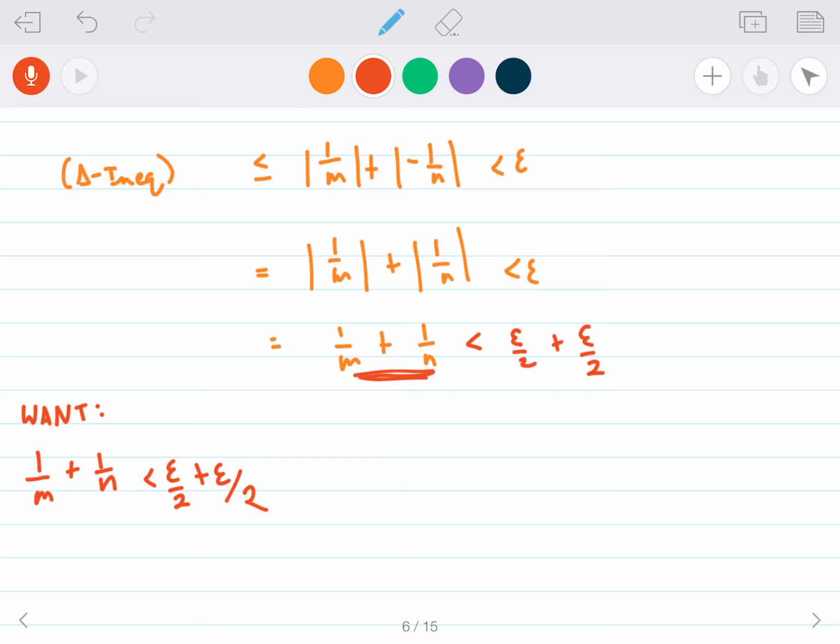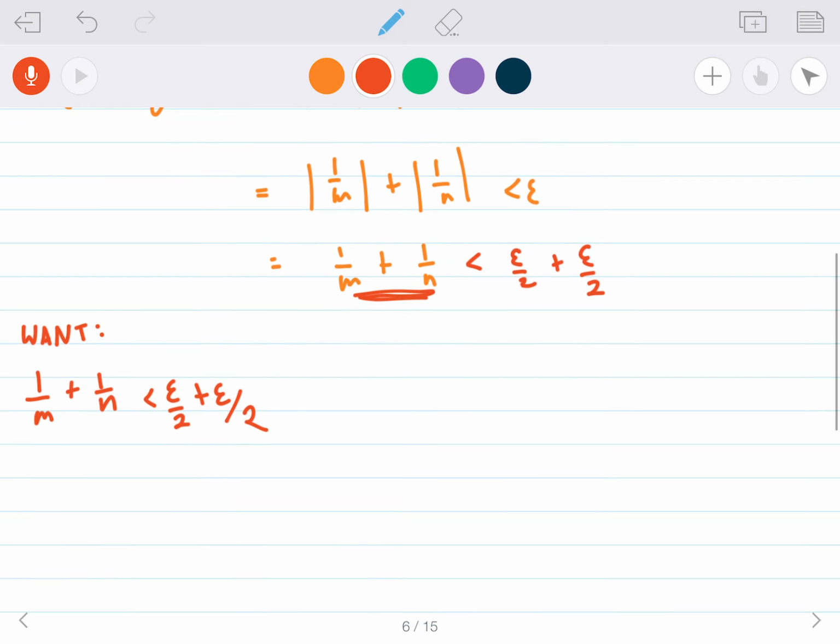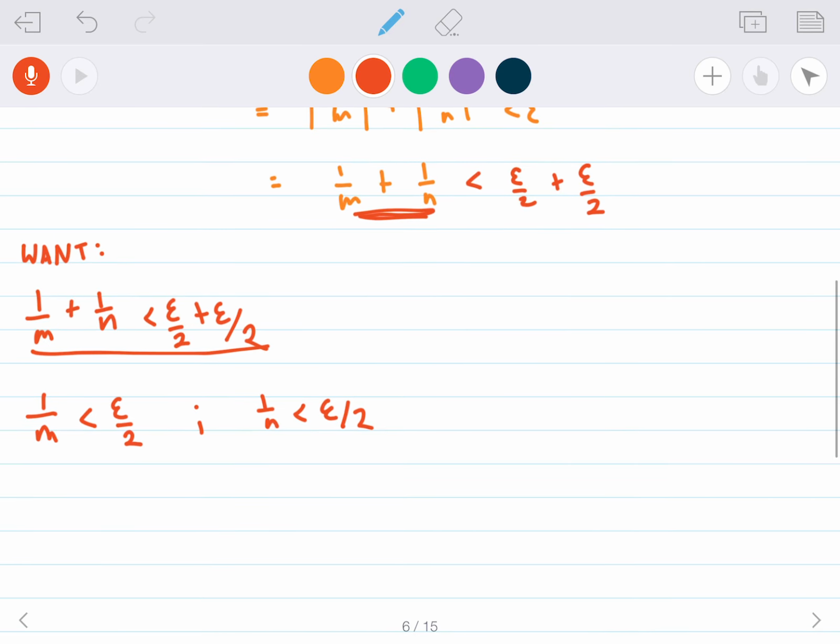Okay, and so what do we have to choose capital N to be? Well, if we say we want 1 over little m to be less than epsilon over 2, and we want 1 over little n to be less than epsilon over 2, so that when I add them I get this. And so, just like with the convergence proofs, if I solve for little m, I get little m is bigger than 2 over epsilon, and same thing for little n.